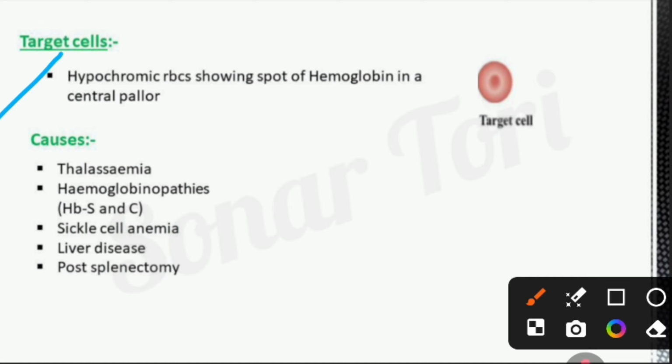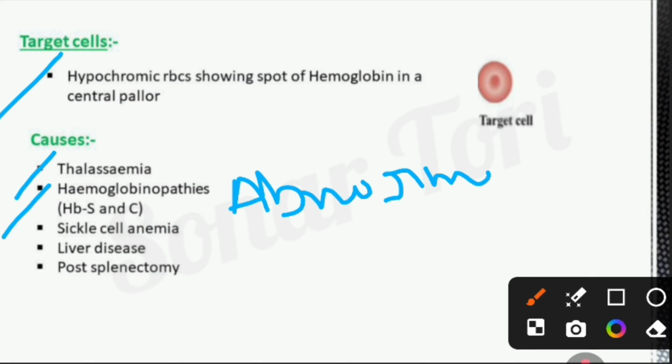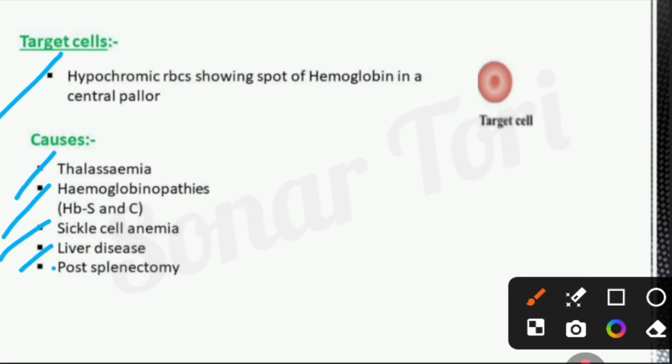So what are the causes of the formation of target cells? First of all, thalassemia, then hemoglobinopathies, where hemoglobin S and hemoglobin C are formed, which are abnormal types of hemoglobin, and due to the presence of these, target cells are formed. Then sickle cell anemia, liver disease, and post-splenectomy are also causes of the formation of target cells.